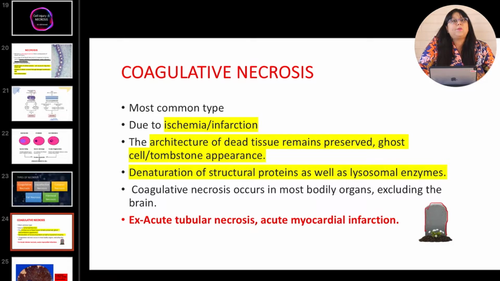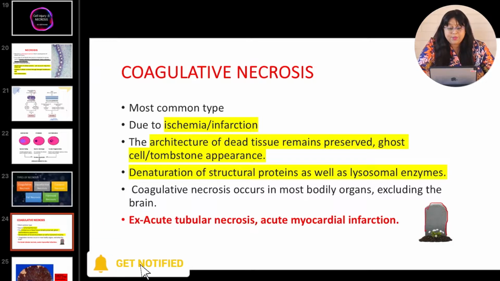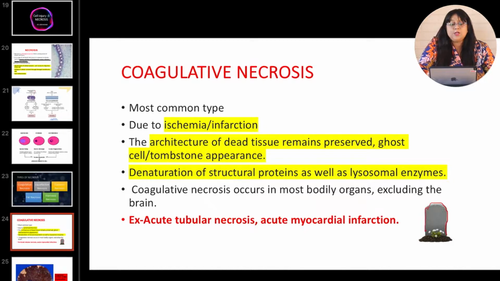So the cell will also appear like this only when it undergoes coagulative necrosis. The outline of the cell is maintained, but there will be no nucleus features and there will be no cytoplasmic details which could be seen. So in coagulative necrosis there is tombstone appearance.